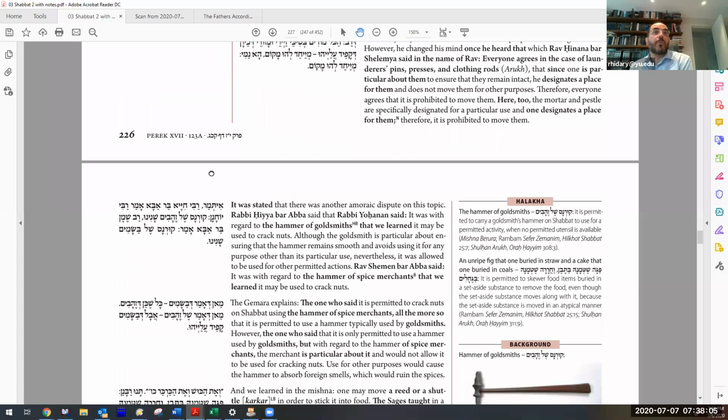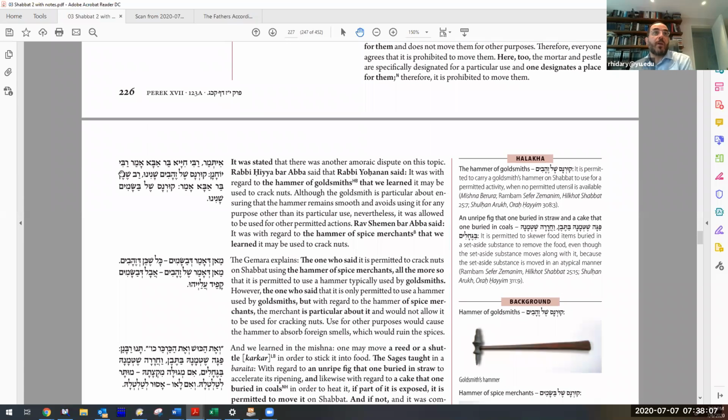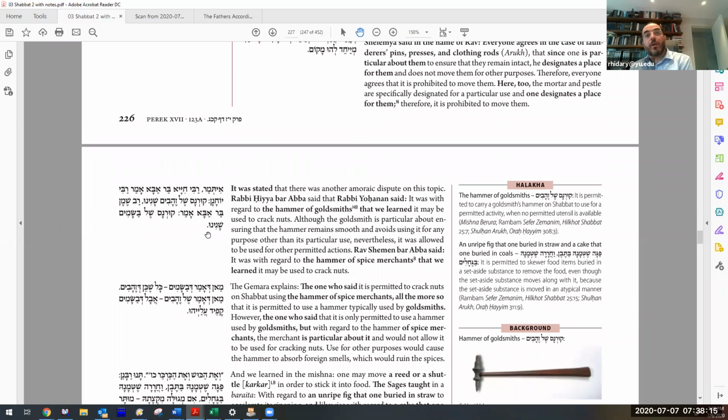Okay, good. Now, it was said, Rabbi Chiya bar Abba said Rabbi Yochanan, "kurnas shel zehavim shaninu." Rav Shemen bar Abba said, "kurnas shel besamim shaninu." Back to the Mishnah, when we said, if you have a hammer, you can use a hammer to crack open nuts. What kind of hammer are we talking about? First opinion of Rabbi Yochanan says, even if it's talking about a hammer of goldsmiths.